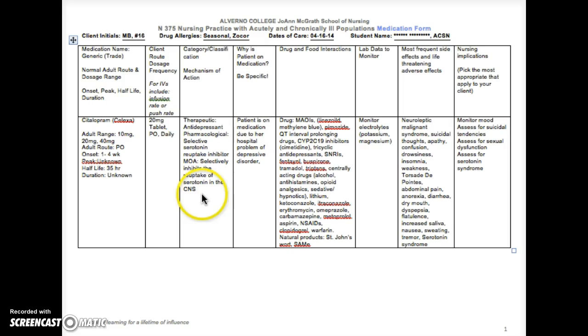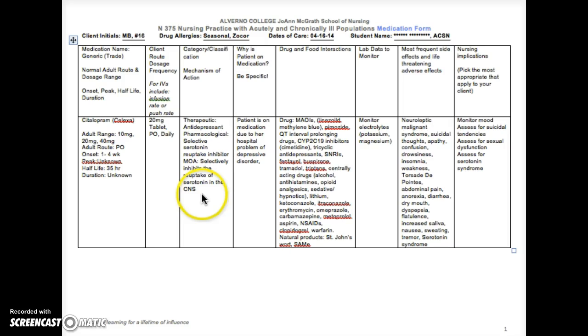And then lastly, nursing implications. So you want to pick the most appropriate to that client. So you're definitely going to want to monitor her mood and assess for suicidal tendencies. And remember, nursing implications is all parts of the nursing process. So like if this was metoprolol, I would want to make sure I see on there monitor or check blood pressure and pulse before and after dosing this drug.